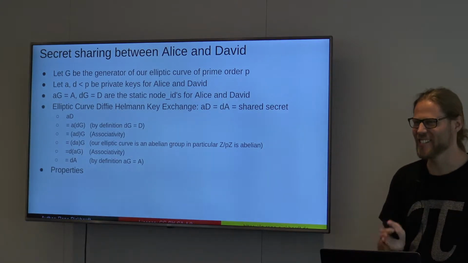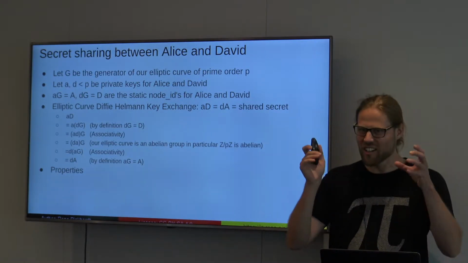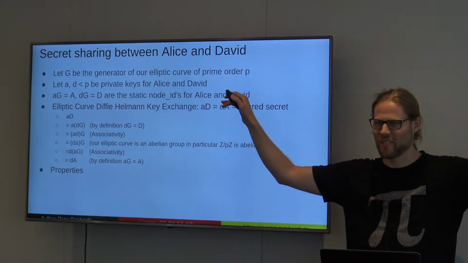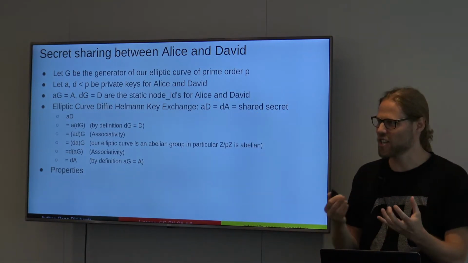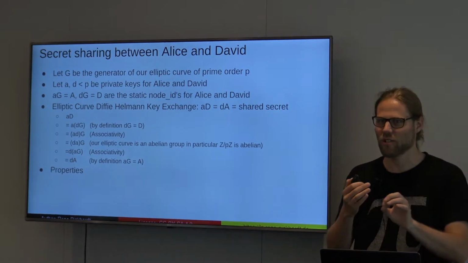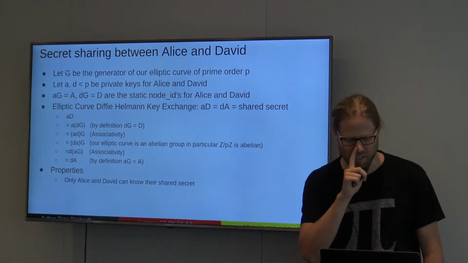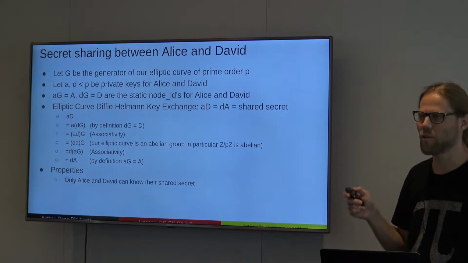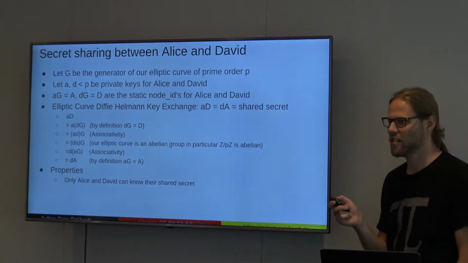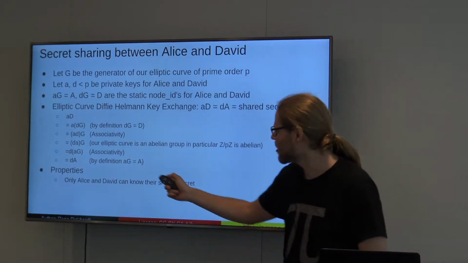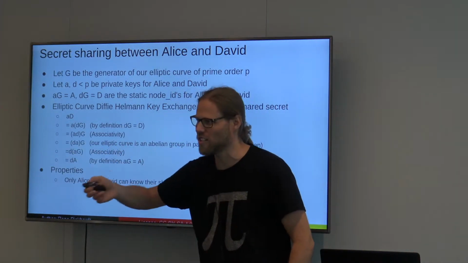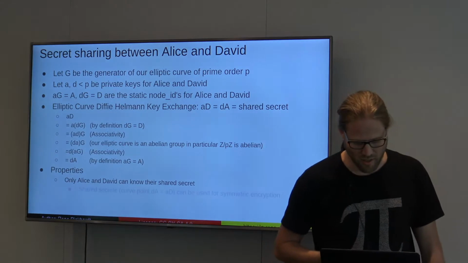I mean, honestly, think about it. You can just, by knowing the public keys of other people and multiplying your own private key, have something that is a shared secret, a shared value that only you two can know. I mean, this is part of the properties. Only Alice and David can know their shared secret. A third party cannot just multiply some value with their private key, because it will be a different equation here. It will result in a different curve point.